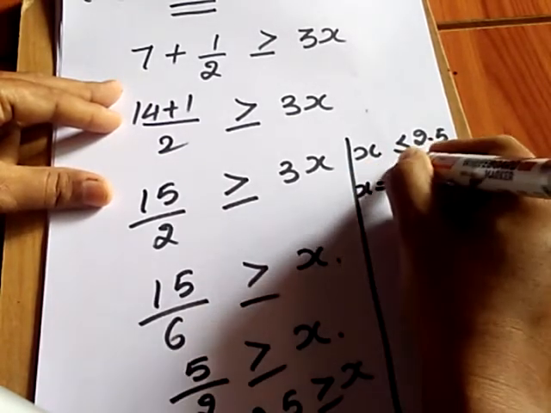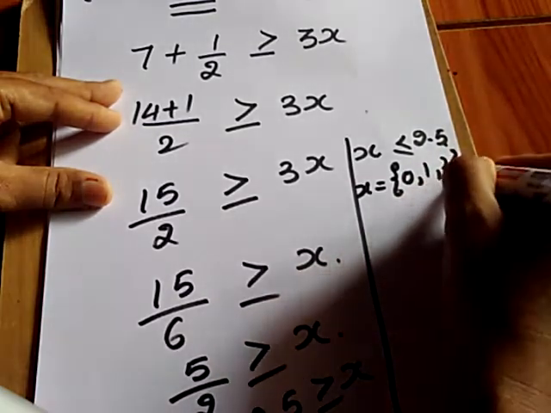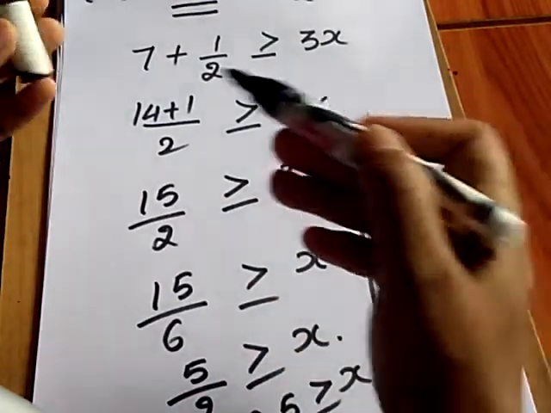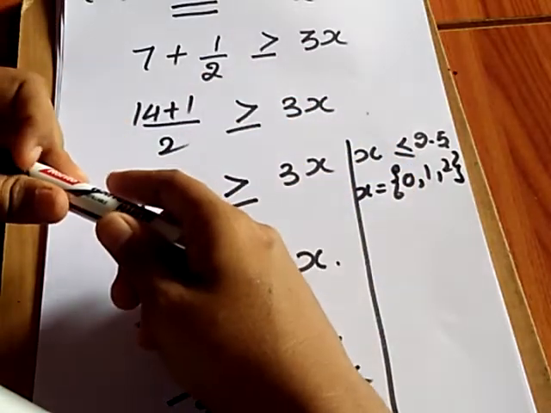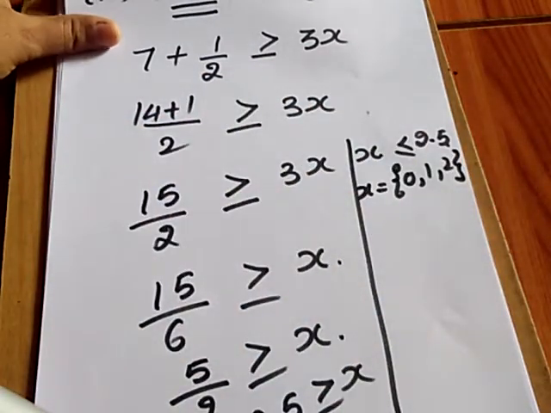So the solution set should be 0, 1, 2. We are not going to write 2.5 as it is not a whole number. So decimal values will come only under real numbers. So by this we have completed sub question 4. Next is question number 5.